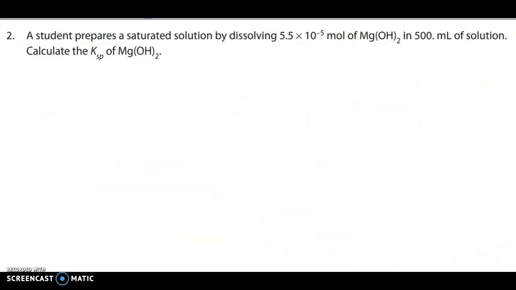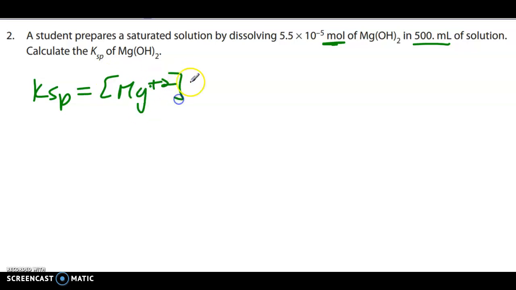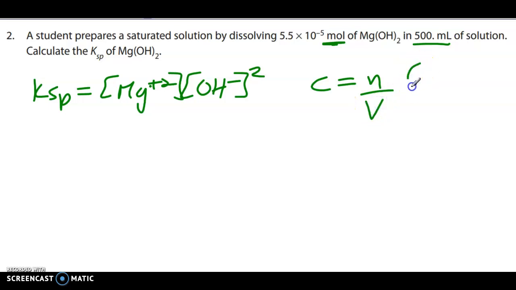Okay, next question. A student prepares a saturated solution by dissolving 5.5 times 10 to the -5 moles of magnesium hydroxide in 500 milliliters of solution. Calculate the Ksp. So our Ksp value, of course, we know is going to be our magnesium and then our hydroxide squared, right? Now, the only difference here, compared to any of the other ones, is that we have to calculate the concentration, which is moles per liter, right?